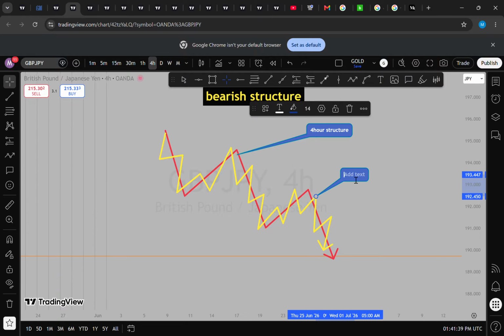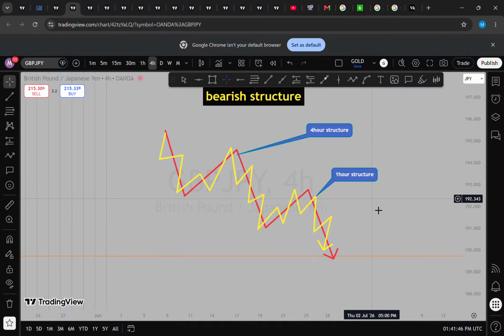Then this yellow, let's target it as 1 hour structure. So how do you differentiate between major and minor structure? In this case you can see we have this 4 hour structure, this big structure in this form, this big structure in this form, this big structure in this form. If you check the internal, we have 1 hour structures inside, 1 hour structures inside, 1 hour structures inside.